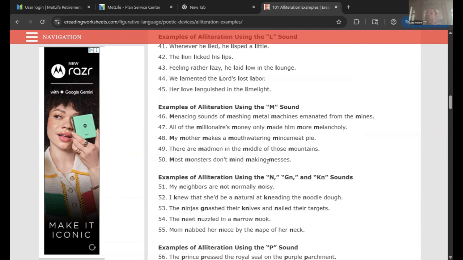The M sound. Okay, let's move on to the N sound. My neighbors are not normally noisy. Is it good?